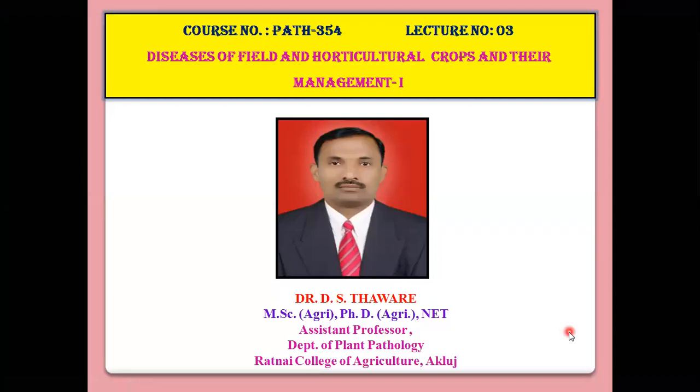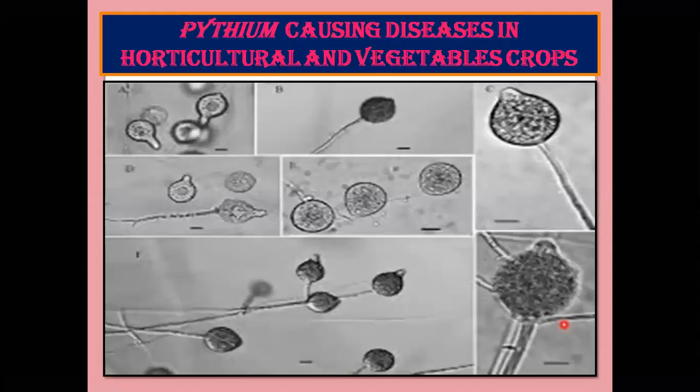Welcome to the third lecture of the fifth semester course, that is Path 3.4, titled Diseases of the Field and Horticultural Crops and their Management. Today we discuss Pythium-causing diseases in horticultural crops and vegetable crops.